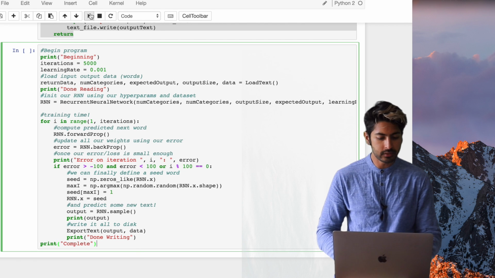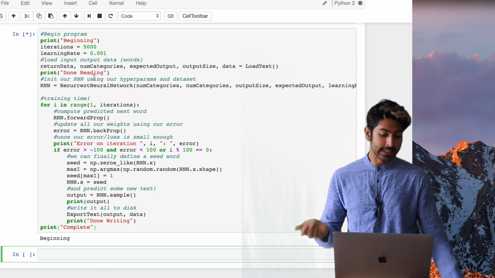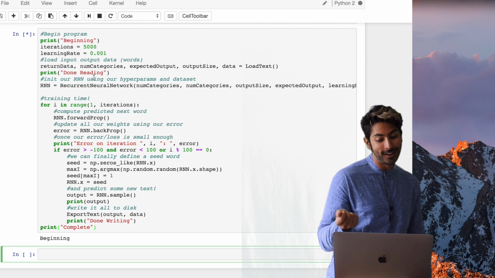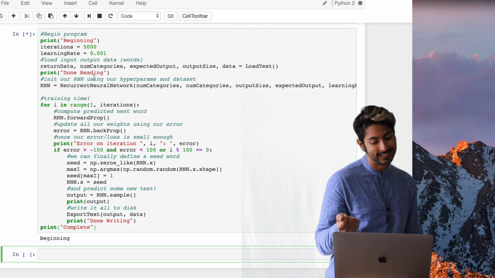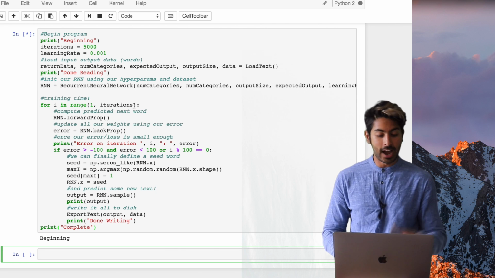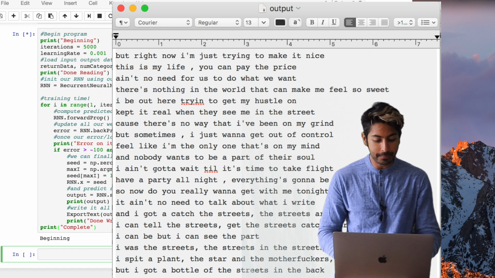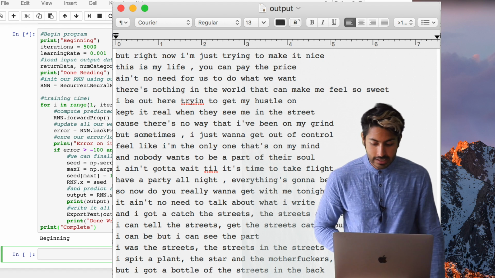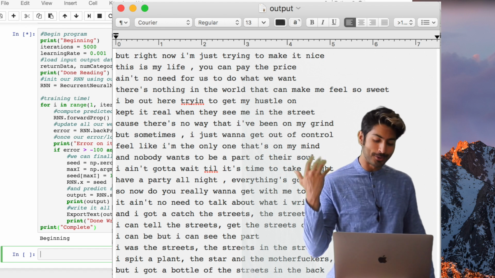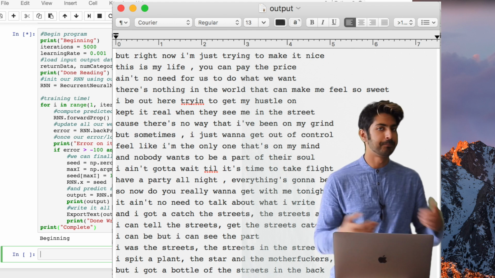All right, so let's run this. It's beginning, it's going to take a while. And then once it's done, I actually have a saved copy. It's spitting out some pretty dope lyrics, right? These are some pretty dope lyrics, right?